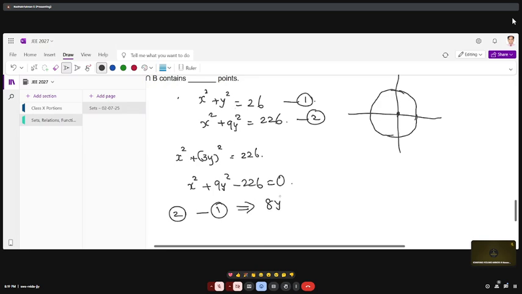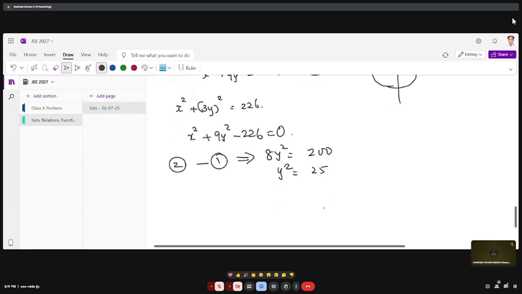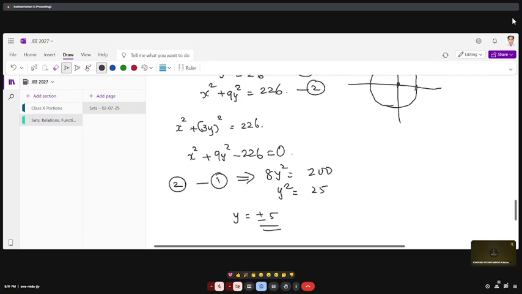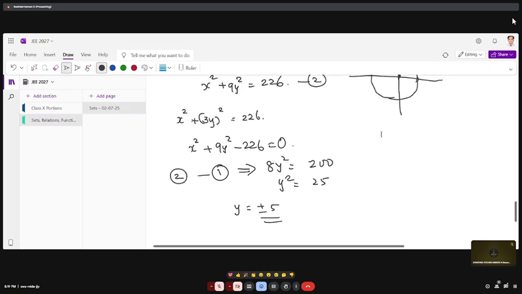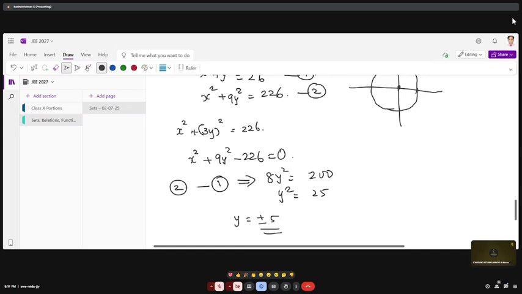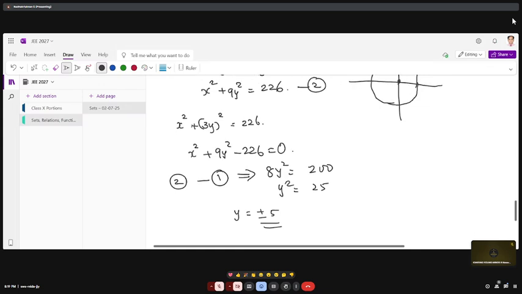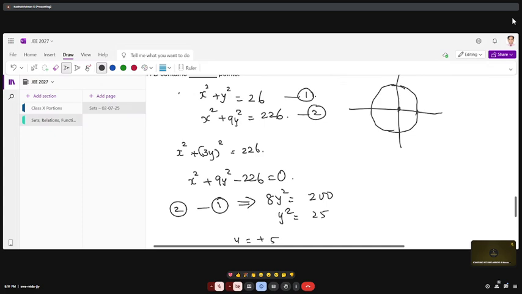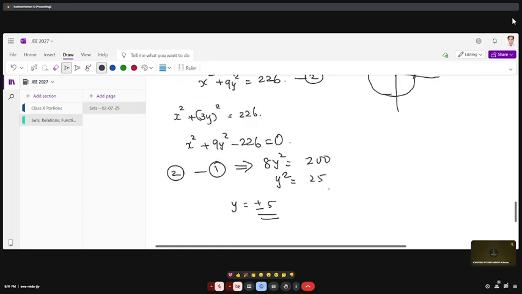8y square equal to 200, so y square equal to 25, y equal to plus or minus 5. Only y equal to plus or minus 5 is going to satisfy both these conditions. Now if you put y equal to plus or minus 5, what is the value of x? You can determine. So x will be plus or minus 1.